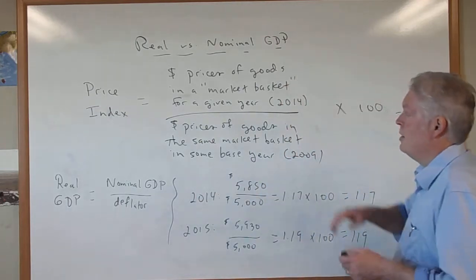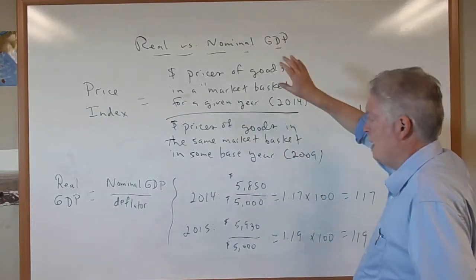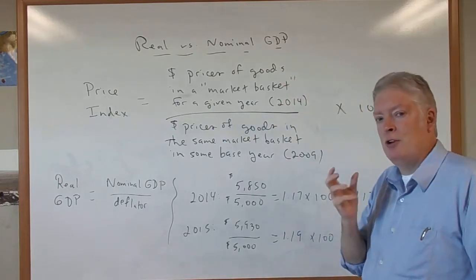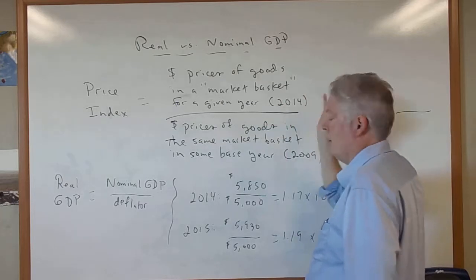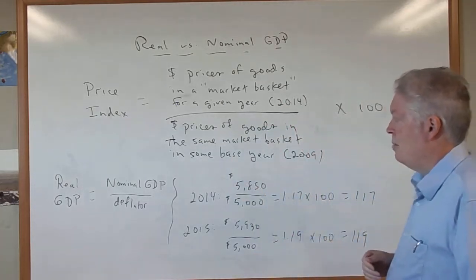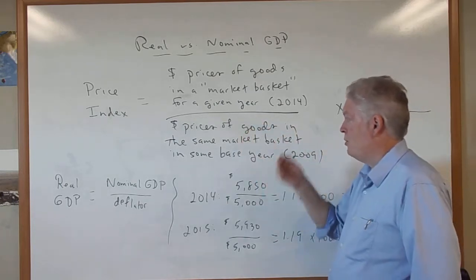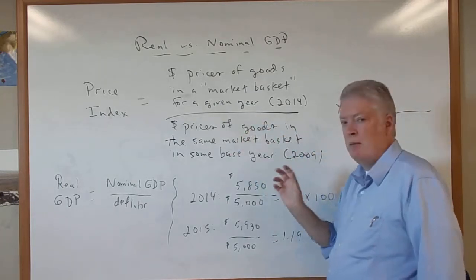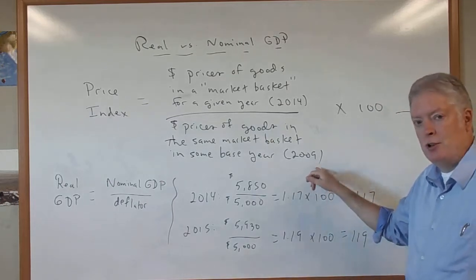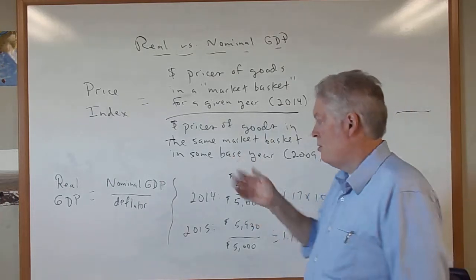And it's simply this: it takes the dollar value of goods, i.e. the prices of those goods, in some market basket, some hypothetical collection of goods, for some given year. Let's just focus on, say, the year 2014, just as an example, dividing those by the prices of goods in the same basket in some base year. And I just, for example purposes, used 2009.